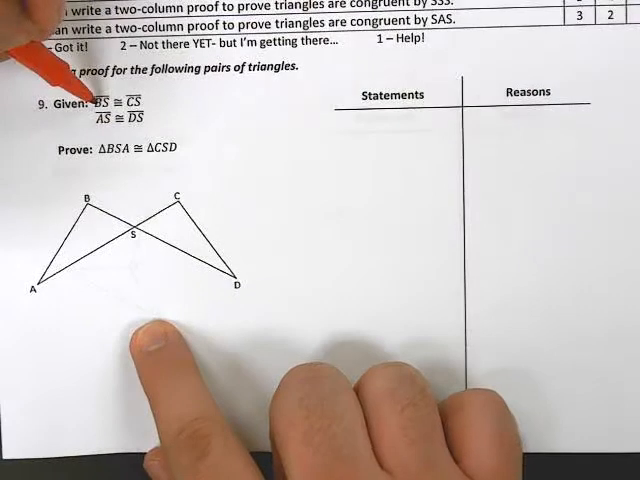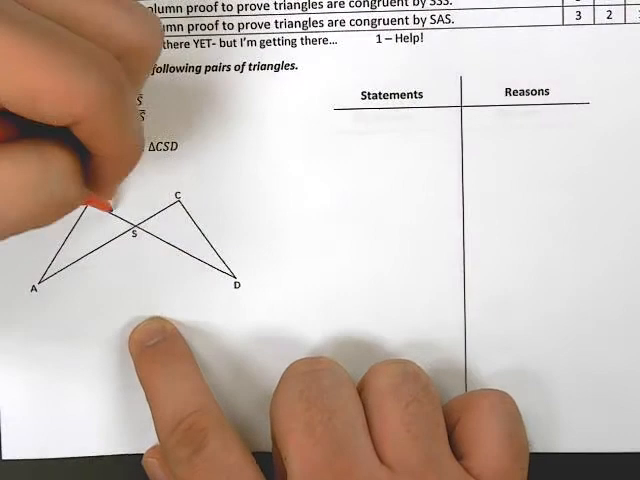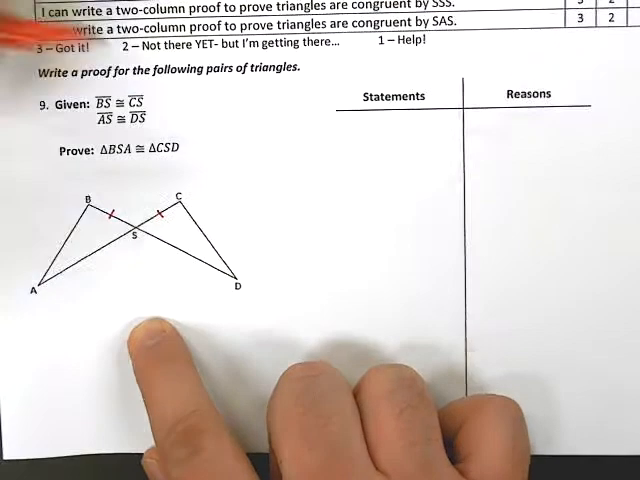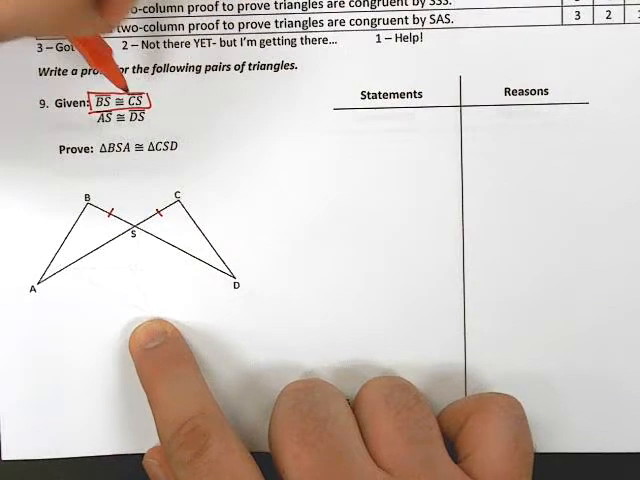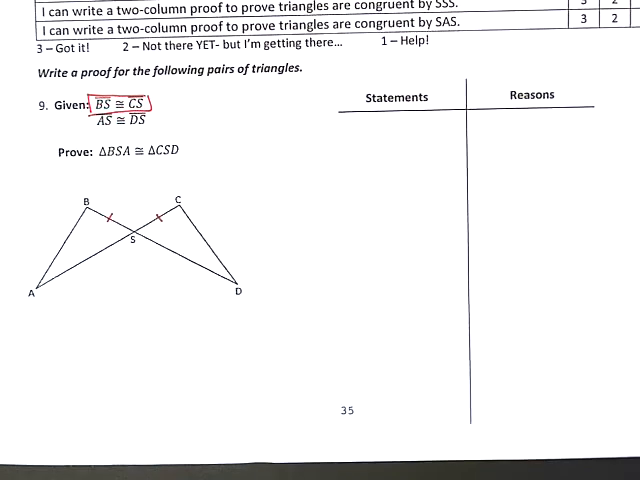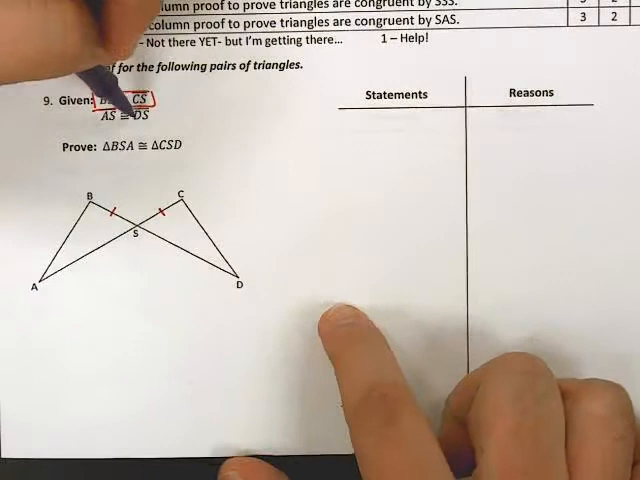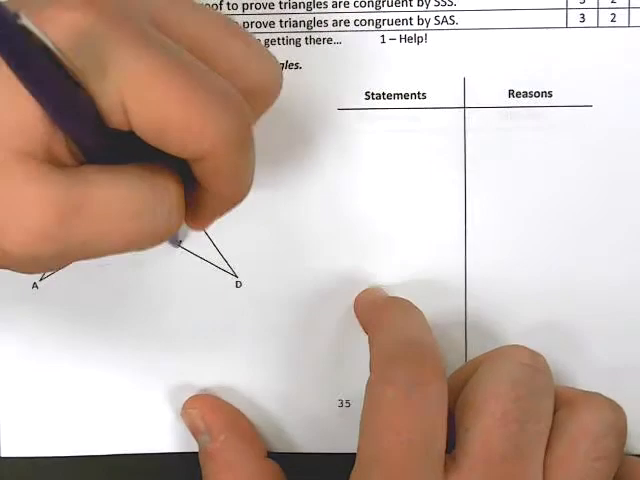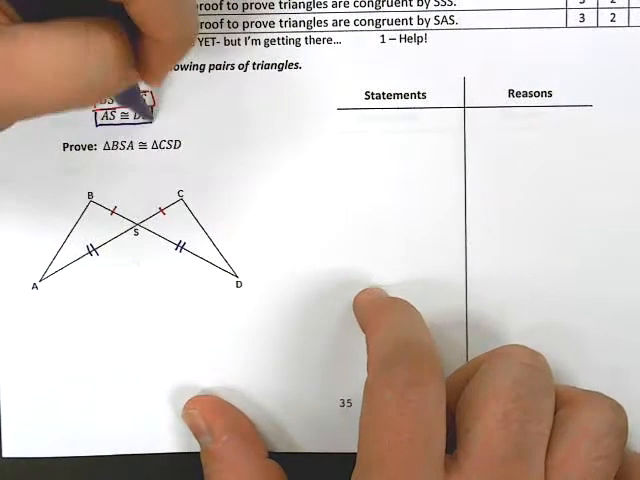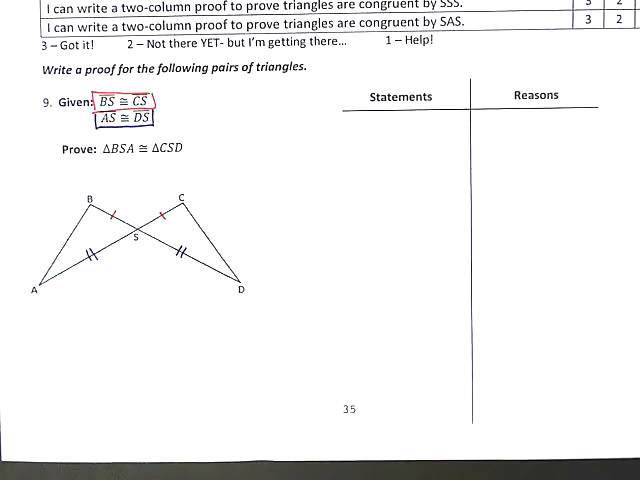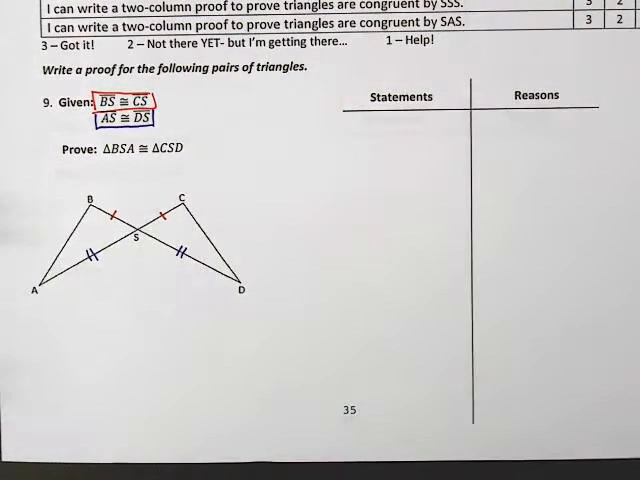What do I mean? BS is congruent to CS. I mark it. If it helps you, color coordinate or something. Do something. So I went red there. Now, AS is congruent to DS. That's number 2. Uh-oh, I have a problem. I don't have anything else as givens.